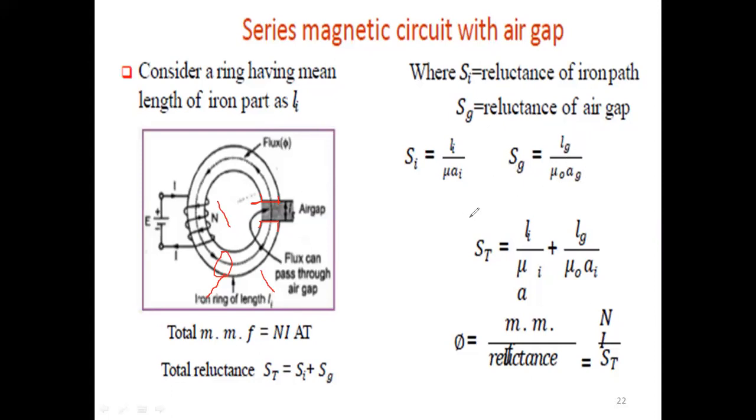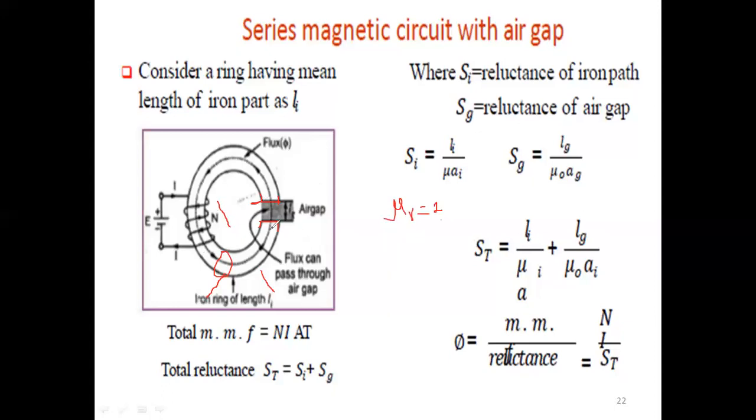For the air gap, relative permeability mu r equals 1. For air or any such medium mu r equals 1, so only mu naught is considered here. So Sg equals Lg divided by mu naught Ag. The summation of Si plus Sg gives the total reluctance of the circuit.